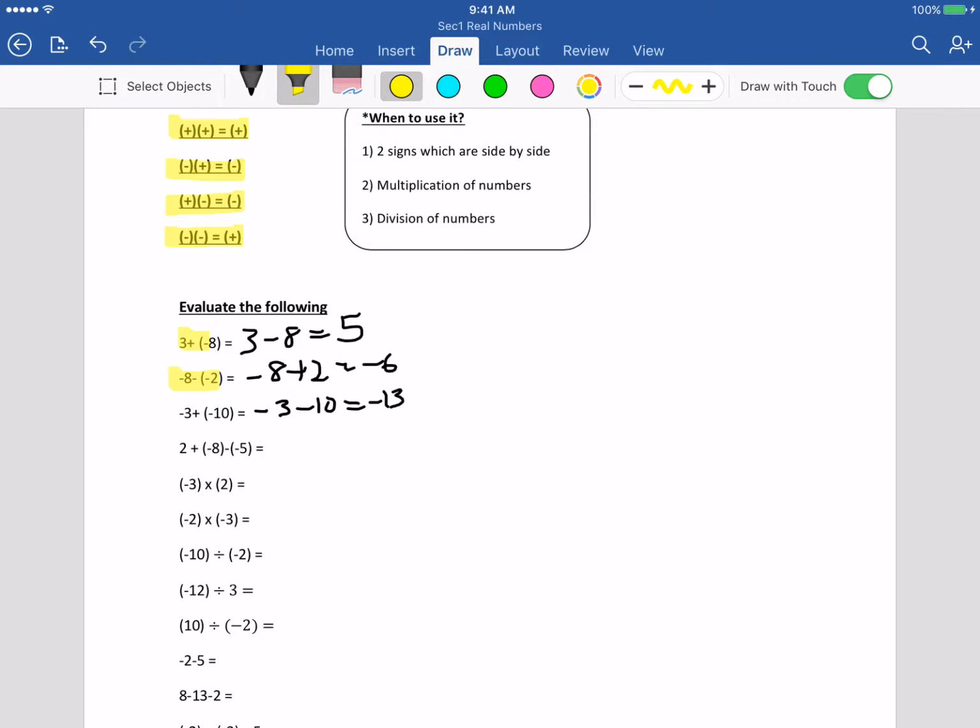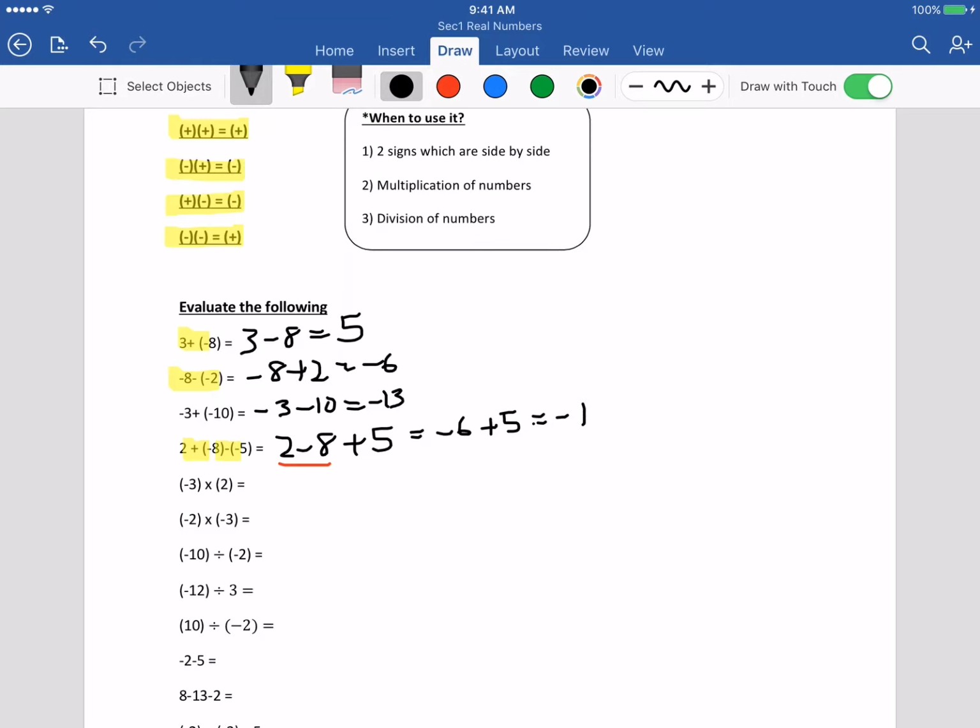Next one, plus and minus will become minus, so it becomes 2 minus 8 plus 5. What's 2 minus 8? It is actually equal to -6 plus 5, which is equal to -1.